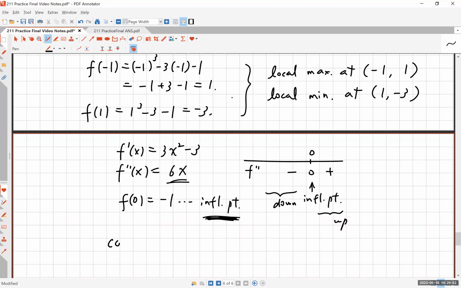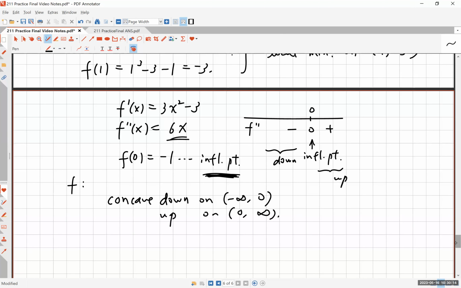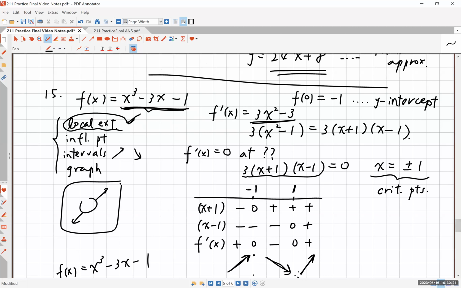I should actually go ahead and write this. So f is concave down from negative infinity to 0, and concave up from 0 to infinity. We have already established where it's increasing and decreasing, and so those are some of the things that we would know to help us graph this. Now, do we answer all the questions except graphing? I found the local extrema, so those are the only two.